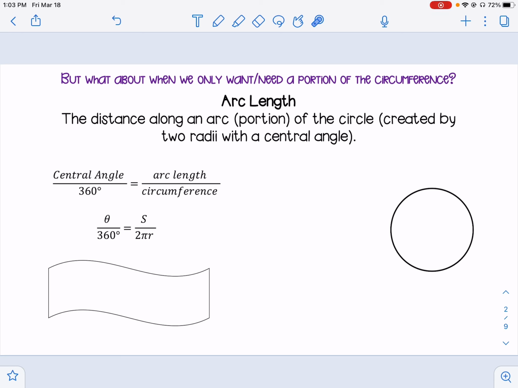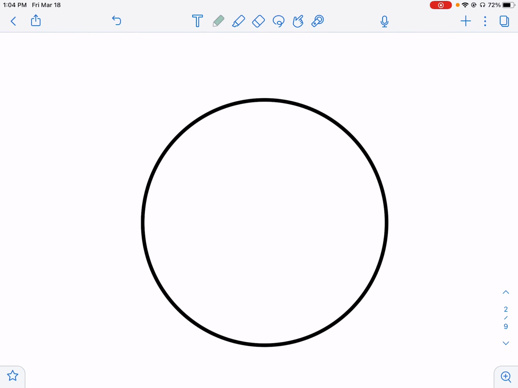So arc length, the definition here is the distance along an arc or a portion of the circle that is created by two radii with a central angle. Now, let's actually see what that means. So we zoom in to our circle here. Let's go ahead and just put the center approximately here. So it's created from two radii, so any segment that goes from the center out to the side. The arc length is then the length of the arc that connects them.